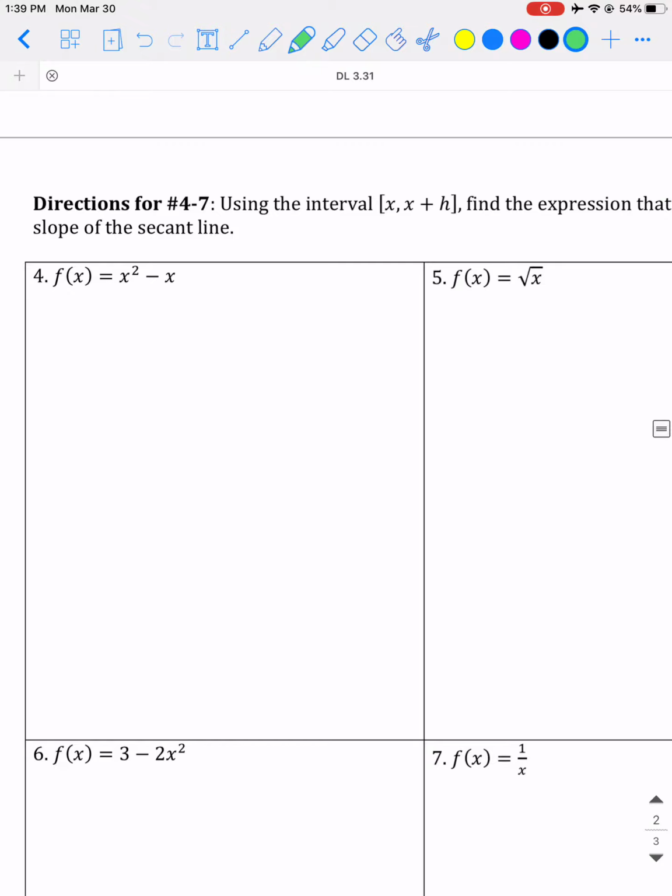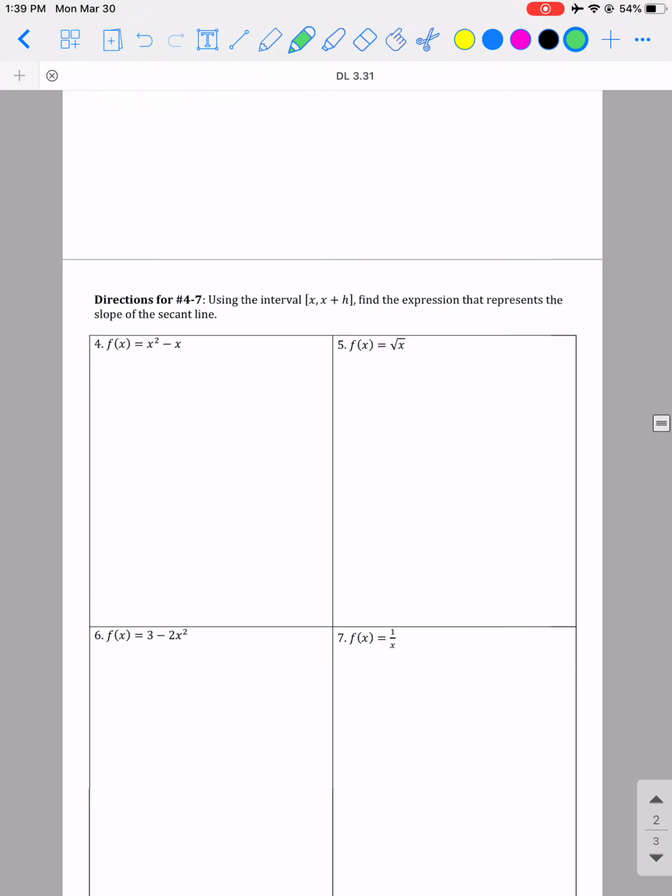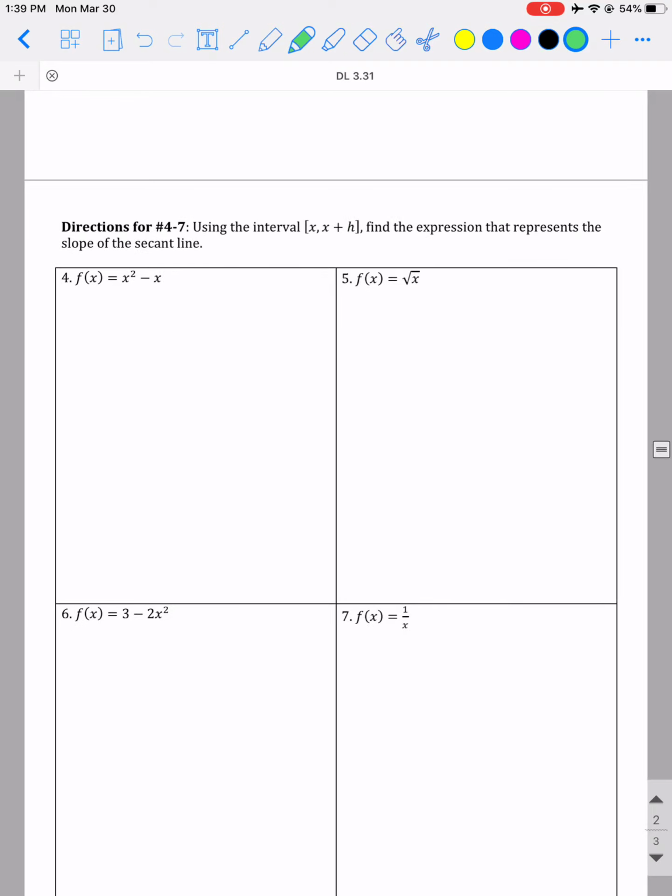So the directions here say to use the interval from x, x plus h, and find the expression that represents the slope of the secant line. So this was in the video yesterday, which looks like the difference quotient, if you remember the difference quotient from earlier this year. I'm just going to find the slope using this interval. So I'm going to have slope equals f of x plus h minus f of x over x plus h minus x.